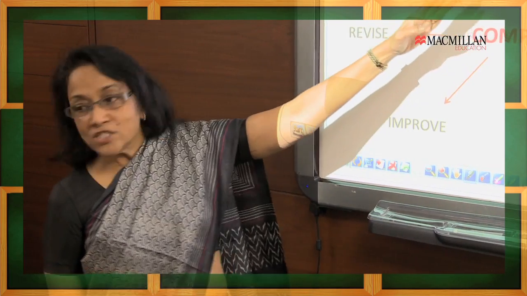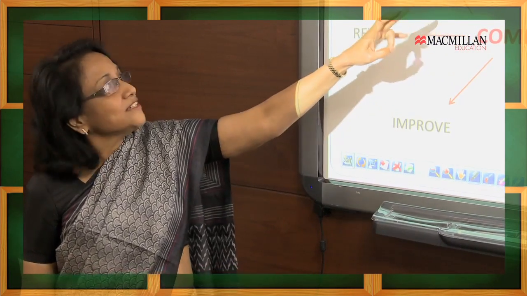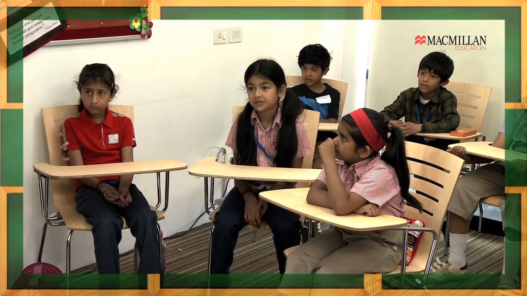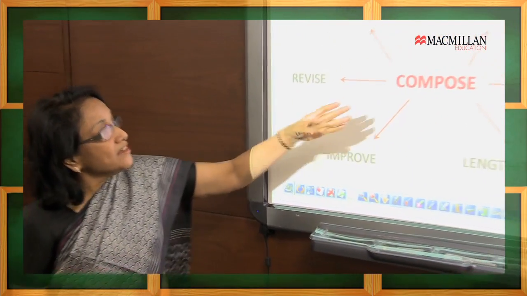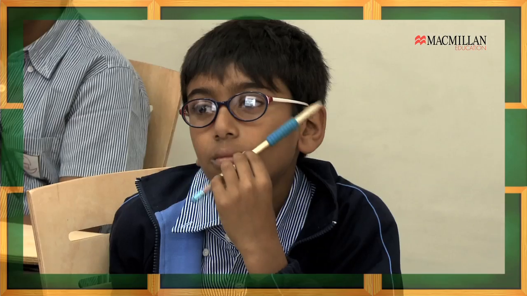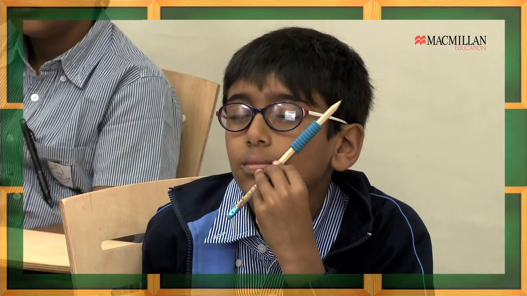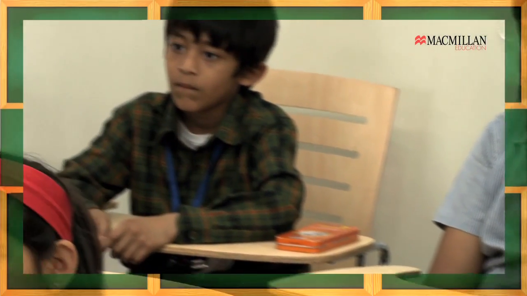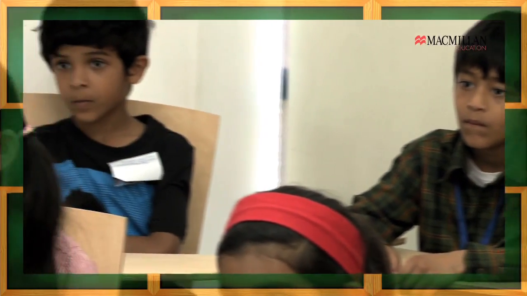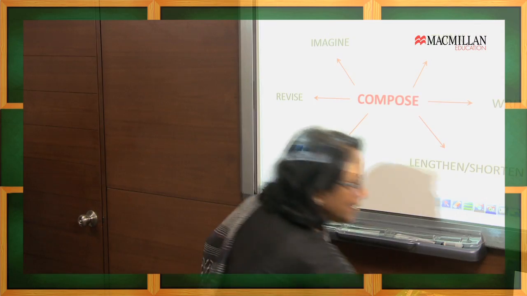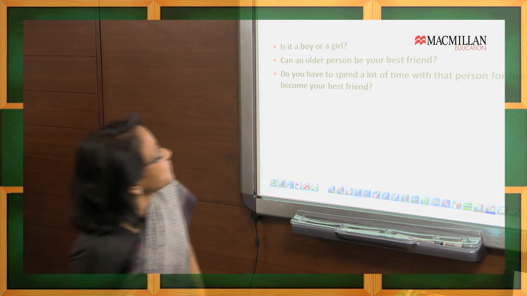So first you start thinking when you write, and then before you think, what happens, you imagine about it, right? And then you write something, you can revise, you can improve, you can make it longer or you can make it shorter. That's what we mean by lengthen or shorten, right? Okay, now that's what we do when we compose. Let's get going with the next activity.